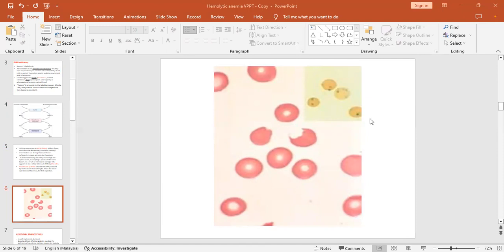This slide is showing the peripheral smear of a case of G6PD deficiency. What you can see here are only the RBCs, and inside you can see the supravital staining. If you look at the RBCs, there is anisopoikilocytosis. We can find the presence of bite cells. Bite cells are pathognomonic for G6PD deficiency. Inside you can see supravital staining for Heinz bodies.